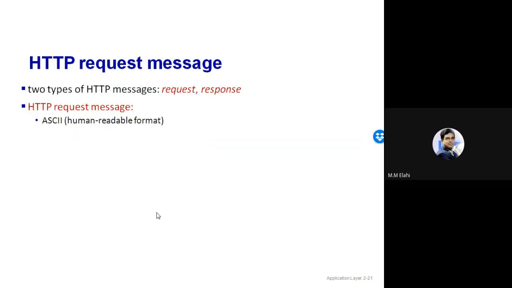Now we need to see the format of different types of HTTP messages. There are 2 types of messages: one is HTTP request and another is HTTP response. One thing is common for all messages. All request messages or response messages are in ASCII format. You know ASCII code. So ASCII format means that they are human readable.